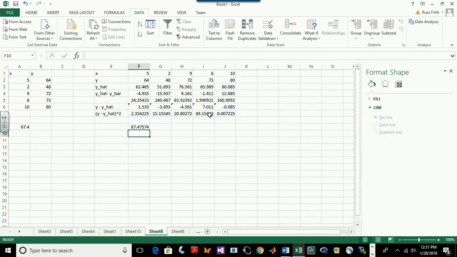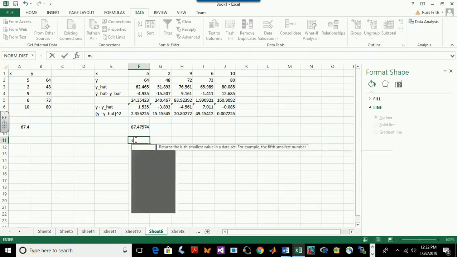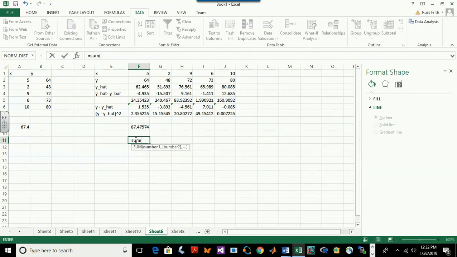And then the total variation, of course, is equal to the sum of these numbers. So your total variation would equal the sum of that number plus the sum of these numbers. Okay, and that's your total variation.